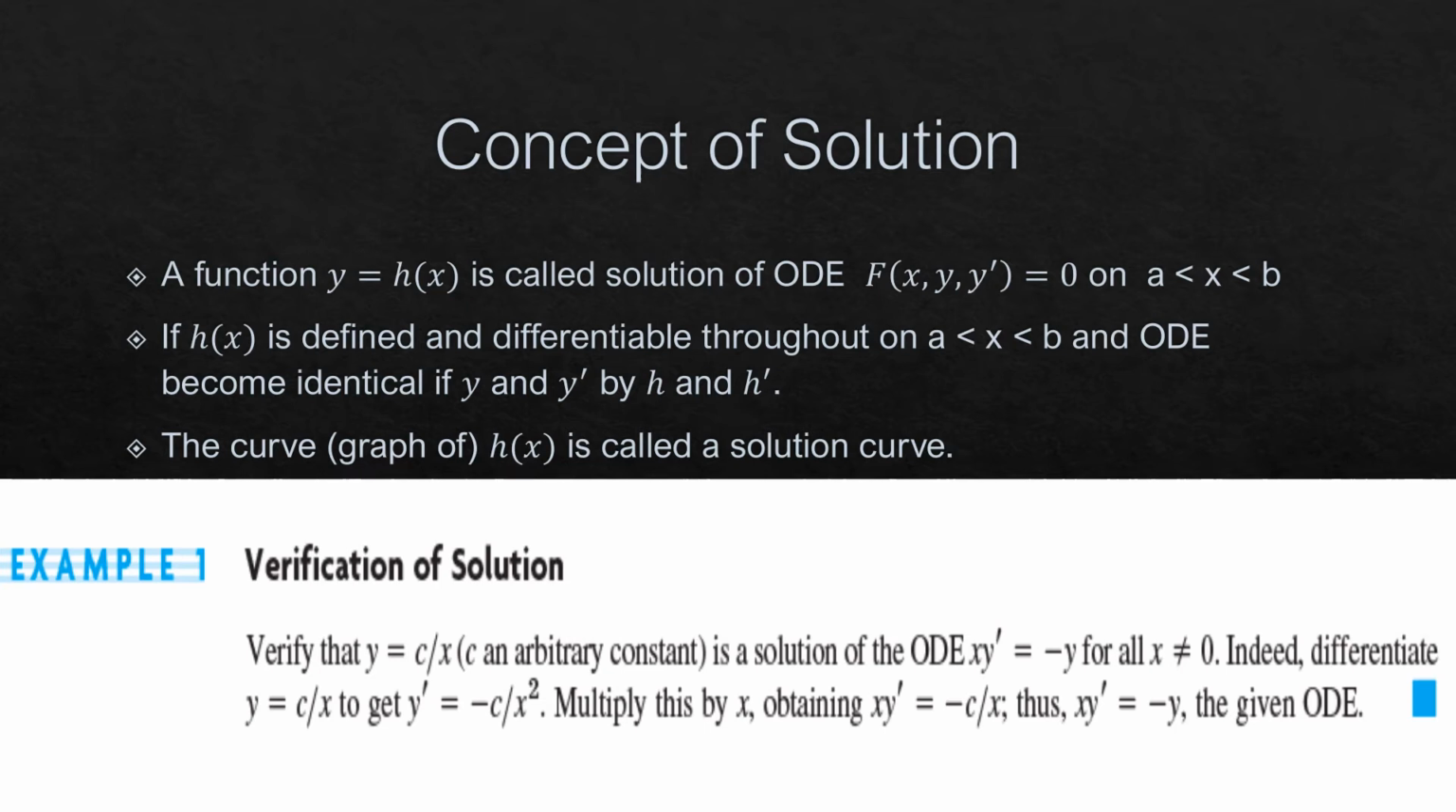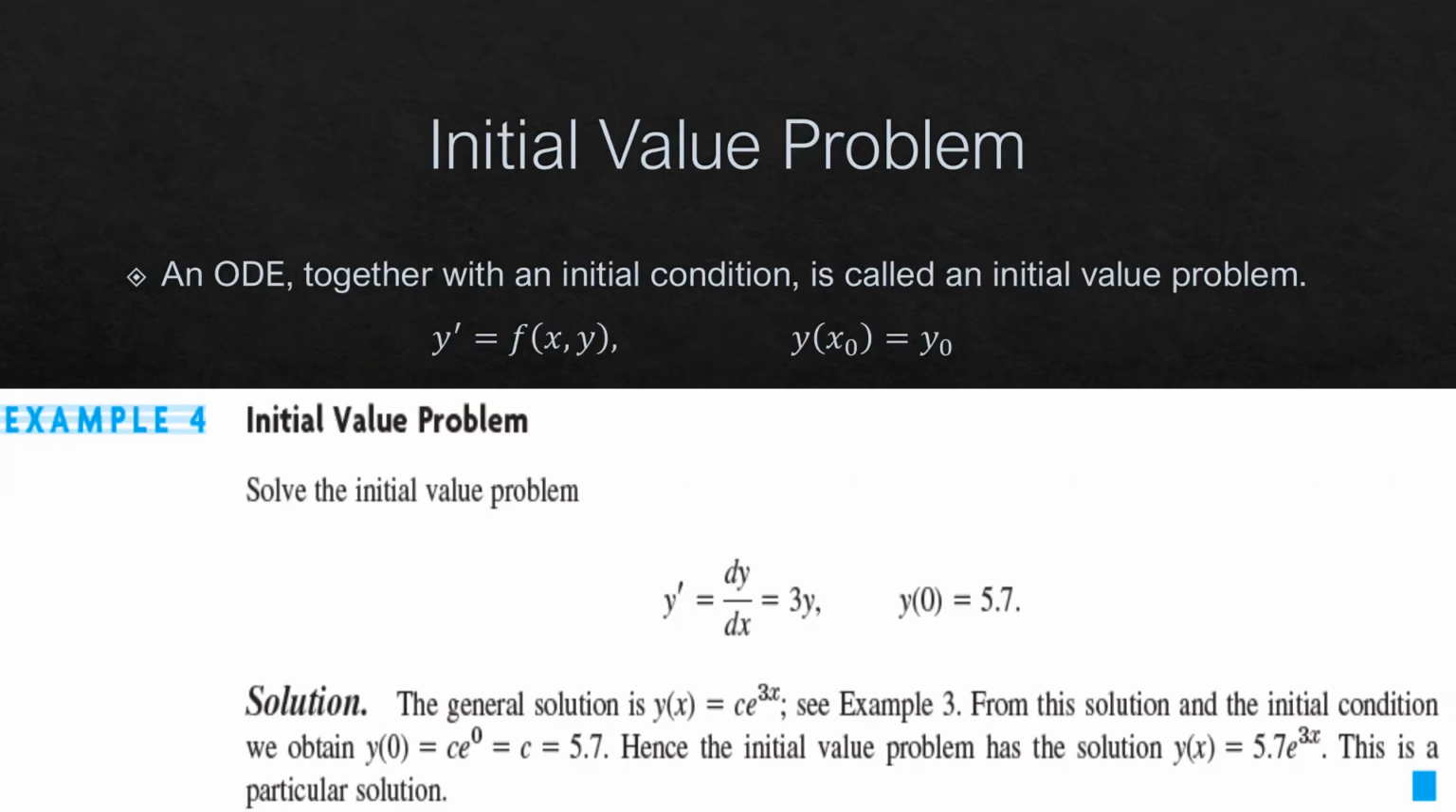So y is equal to c by x is actually a solution of the differential equation. Now, the solution we discussed in the previous slide is known as the general solution. Now we normally want a particular solution. How do we get a particular solution? A particular solution means that we have to know the value of c.